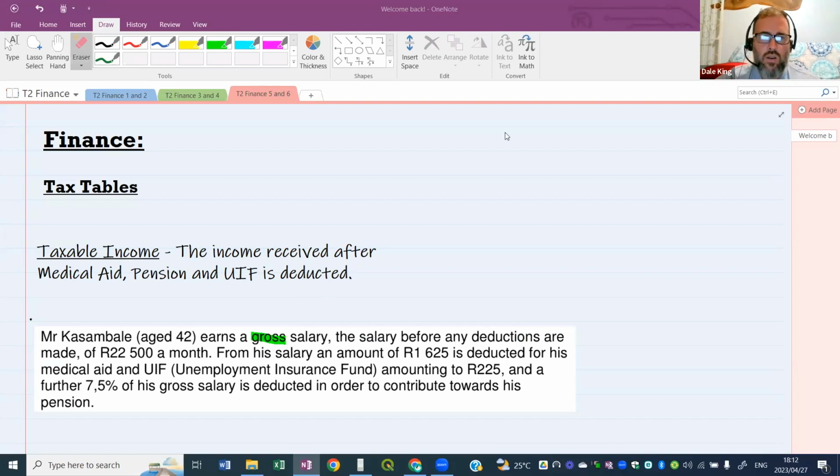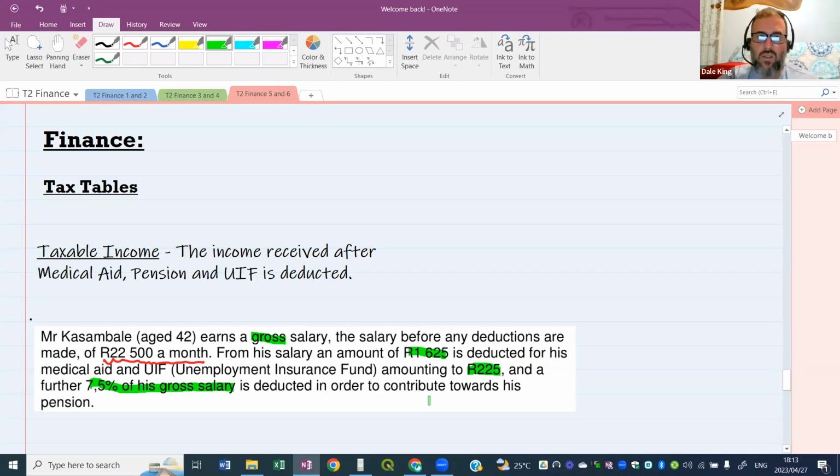All right. So the gross salary before deductions is 22,500 a month. Okay, so we can see the value there. Then this next part is important. It says from this gross salary, an amount of 1625 is deducted for medical aid, and UIF amounting to 225. Now we learned about UIF. It's always 1% of your basic salary or your gross salary. There you can see 22,500, and here it is 225. That's 1%. And then it says a further 7.5% of his gross salary is deducted for pension.